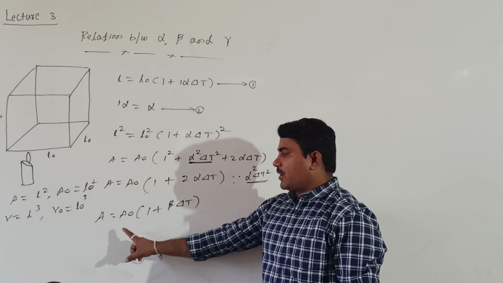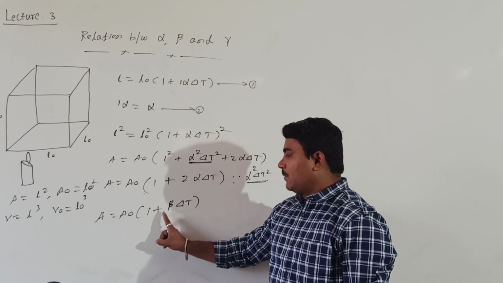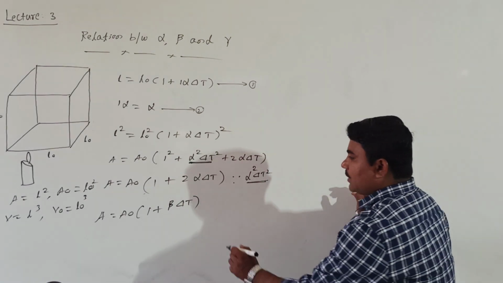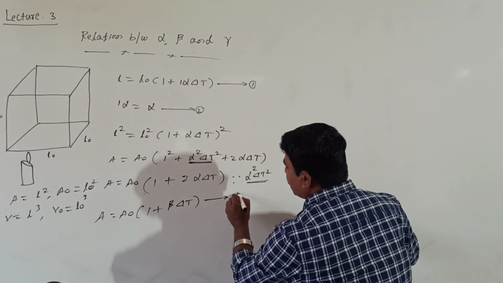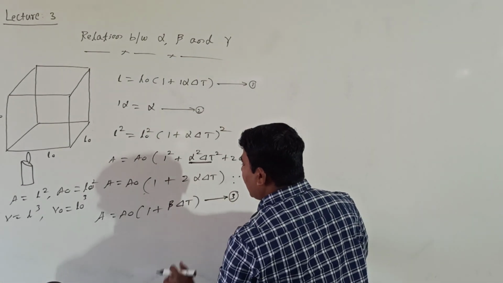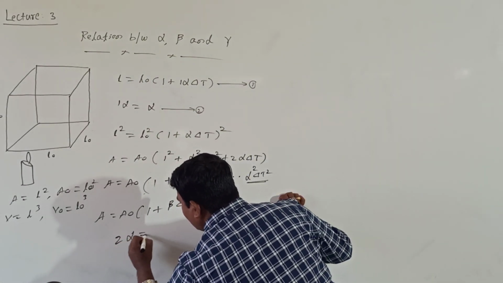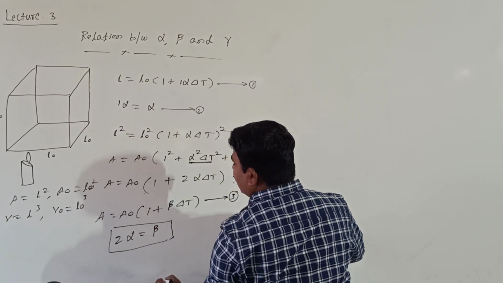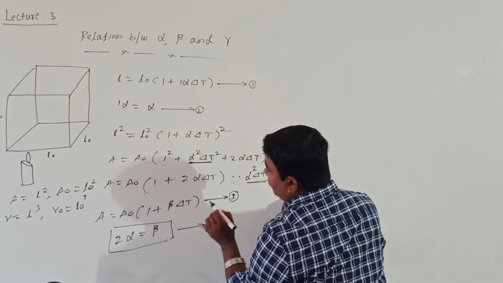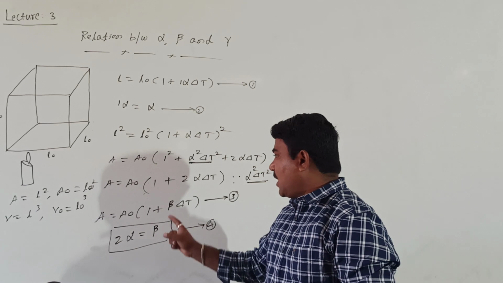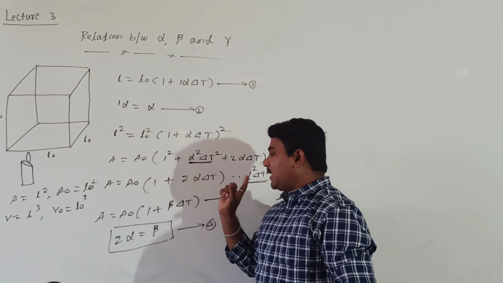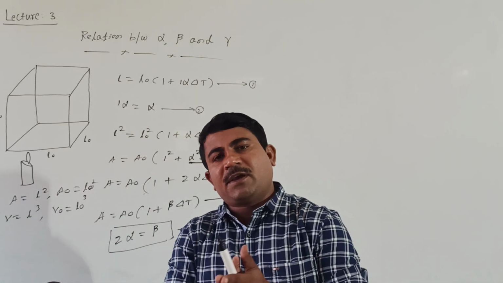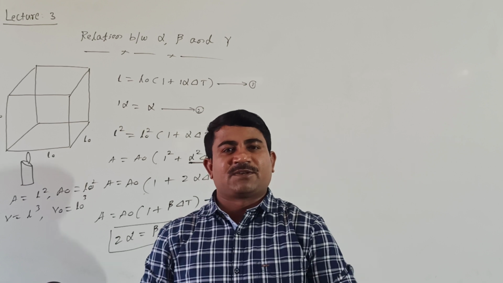How does this equation look? A is equal to A0 into bracket 1 plus beta delta T. Beta is replaced by what value? 2 alpha. Shall I call this equation number 3? Then here 2 alpha is replaced by beta. Here 1 alpha is there in equation number 2. Shall I call this equation number 4 now? Because A is equal to A0 into bracket 1 plus 2 alpha delta T, with 2 alpha replaced by beta. What is beta here? Beta represents the coefficient of aerial or superficial expansion.